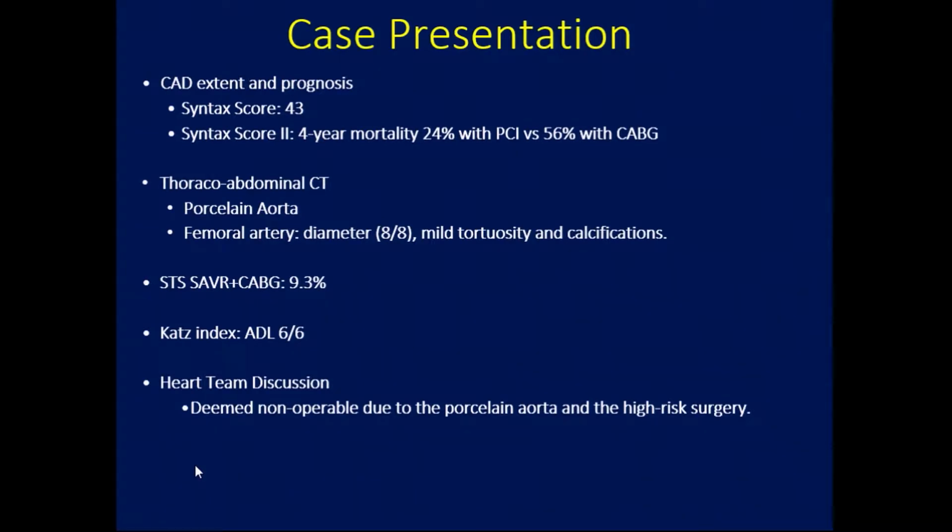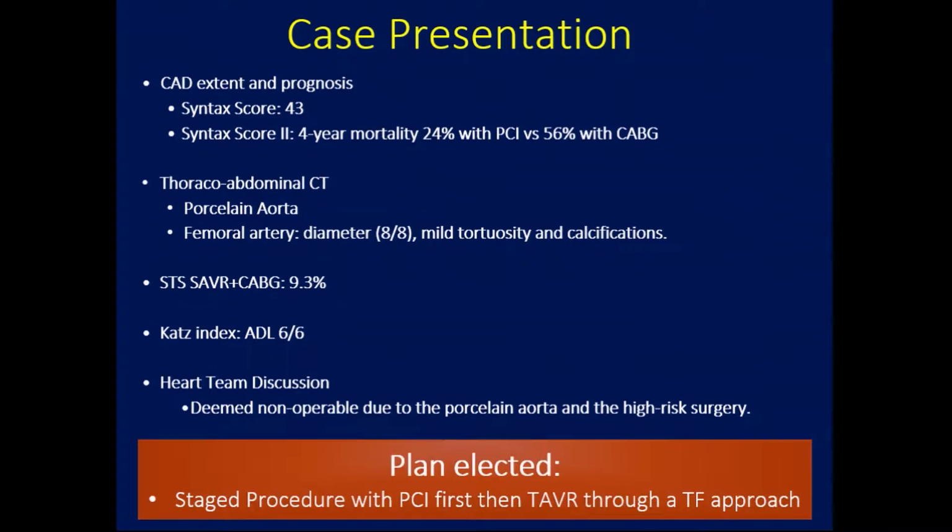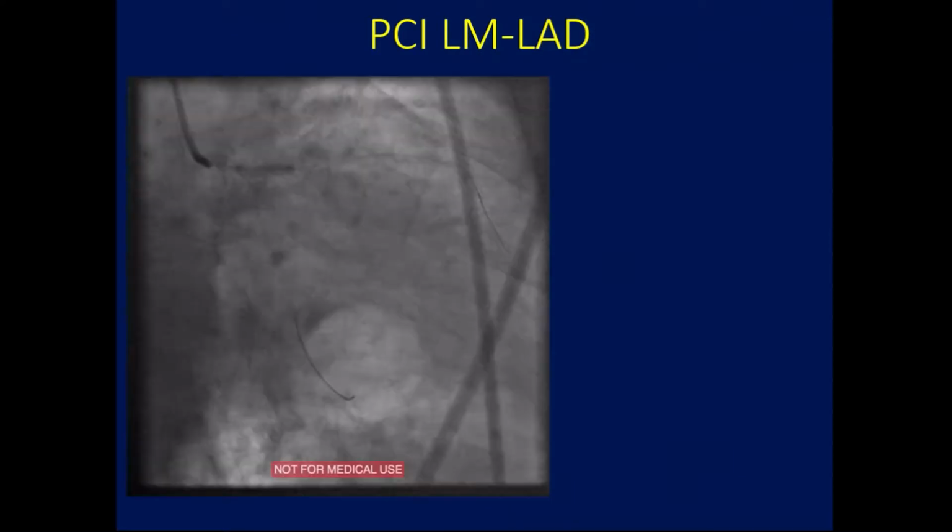So the patient underwent a heart team discussion together with the geriatrician, the cardiac surgeon, and the interventional cardiologist. So the patient was deemed not operable due to the porcelain aorta and the redo surgery. So at that time, we elected to do a staged procedure, so do the PCI first and do a TAVR through a transfemoral approach in the second time. So here's rapidly the PCI of the left main and the LAD.